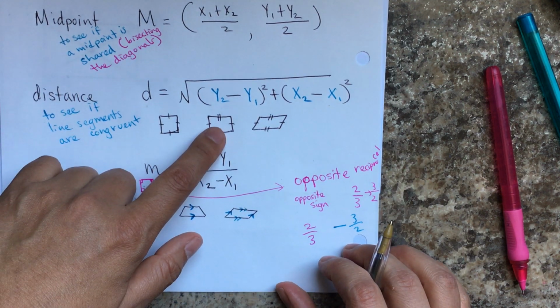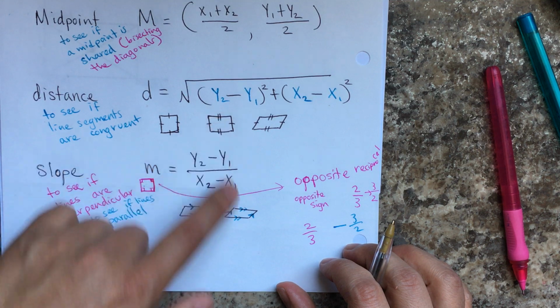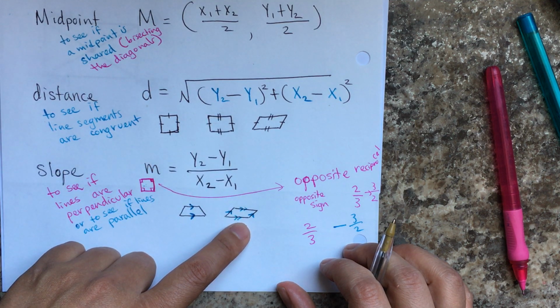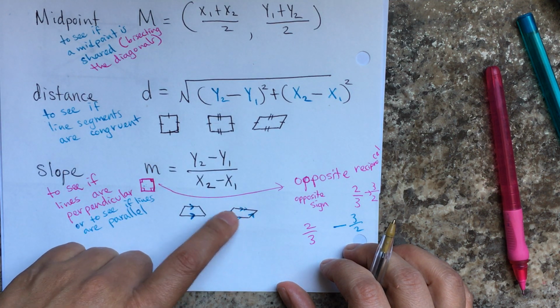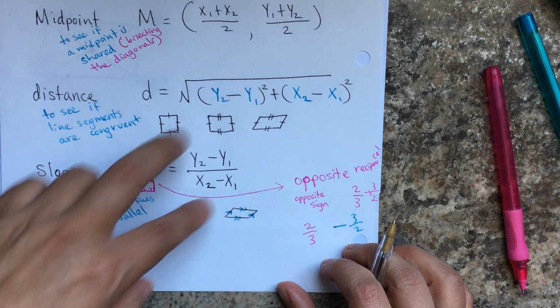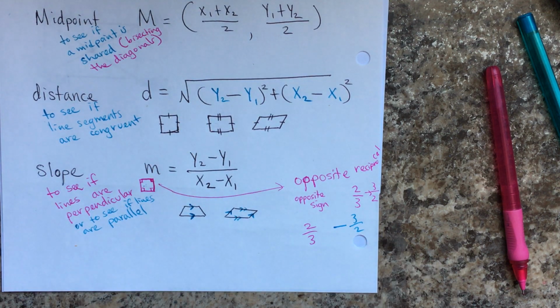Notice how congruence is marked with two straight lines. Parallel lines are marked with little arrows. Okay, so the markings are a little bit different. And so I hope this helps, and have fun doing 11.6.